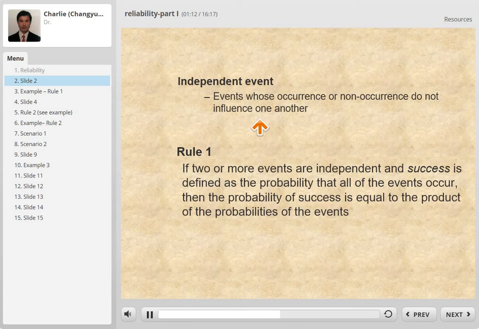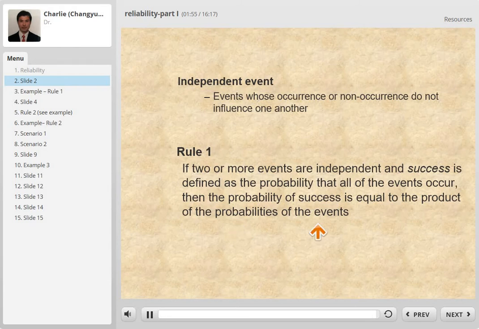This looks a little long. Let's slow down and look at this. First, there are a set of events, they're independent, which means one happens has nothing to do with another. Or one does not happen has nothing to do with others either. Success is a state. That means, for example, reliability wise, when a product works, we call it a success. And it is the product, which means we multiply the probability of each event.